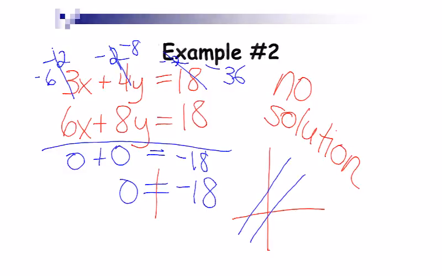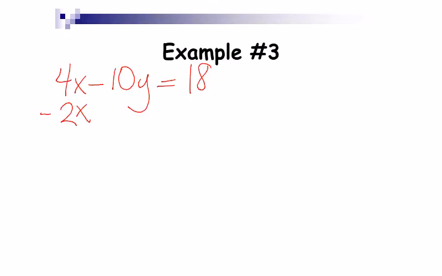So we need to talk about one more. Okay, our two equations are going to be 4x minus 10y equals 18, and -2x plus 5y equals -9. I'm going to go ahead and adjust the equations so that I can add them together.